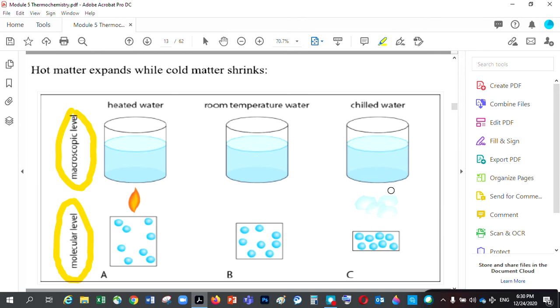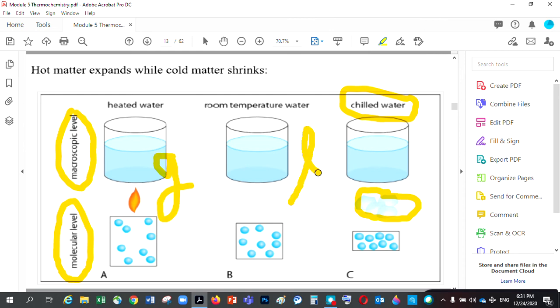When you start freezing H2O, you get ice, and you can see how dense the H2O molecules are to each other, very, very close to each other. That's just depicting the three states of matter. We have here gas, correct? Gas, liquid, and solid. So three types of states of matter.